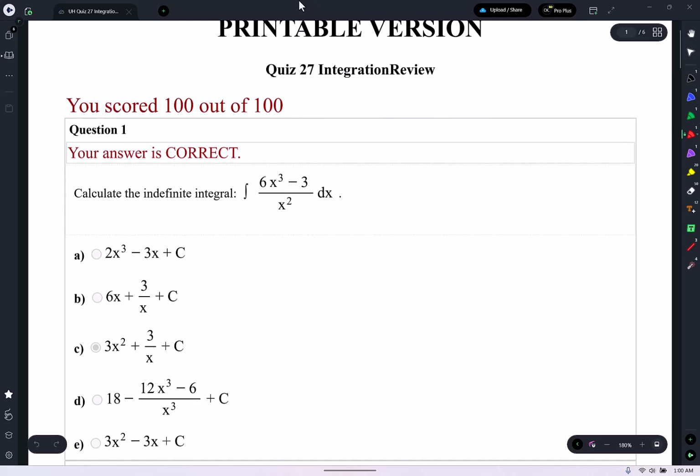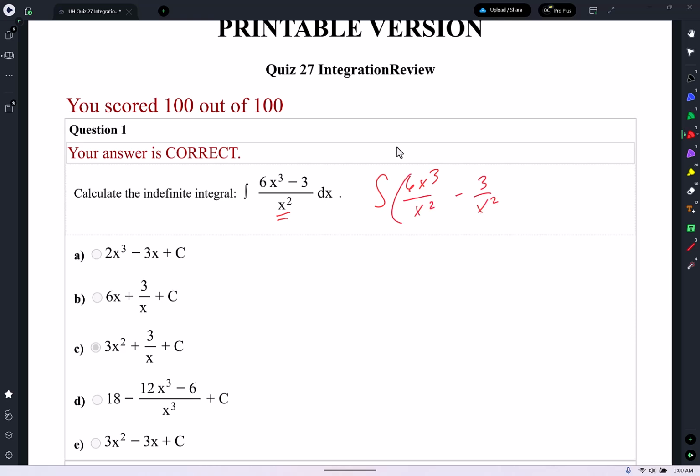Let's see, what do we got here? So we have the integral of 6x cubed minus 3 over x squared. The best way to tackle this, if you're dividing by one single term in the bottom, is to just do 6x cubed over x squared minus 3 over x squared. Technically you have a dx there on the side. So just simplify it. 6x cubed over x squared is just 6x. Then I'm going to bring this x squared up, so minus 3x to the negative 2, and then the dx.